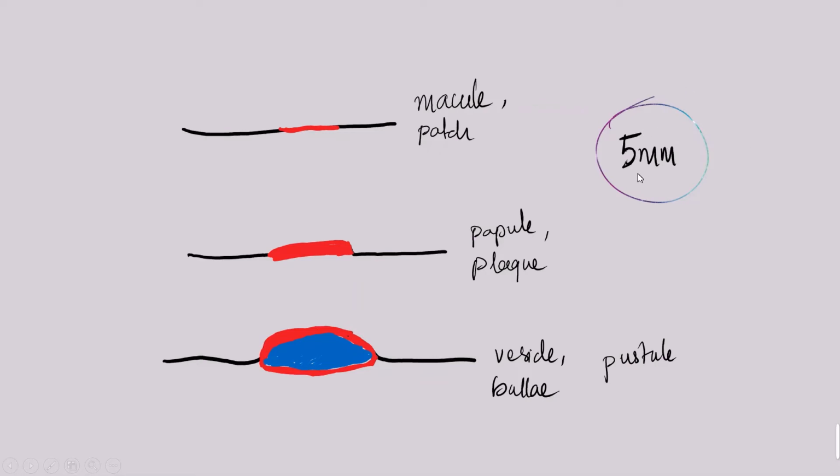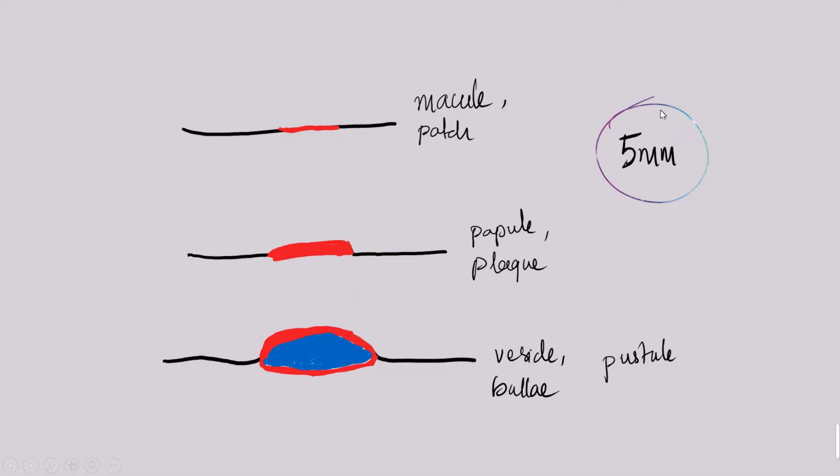We have highlighted the size of 5 millimeter here because if the lesion is flat, it is either a macule or a patch. If the lesion is raised, it's a papule or plaque. If the lesion has fluid in it, it is a vesicle or bullae. If the fluid has neutrophils in it, it is called a pustule.